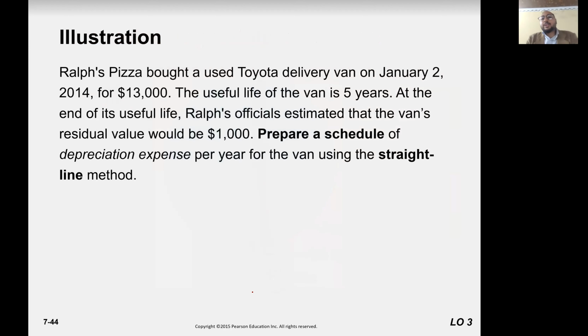So let's talk about the illustration here so that we can do it easily. Ralph Pizza bought a used Toyota delivery van on January 2nd for $13,000. The useful life of the van is 5 years. At the end of its useful life, the estimated residual value is $1,000. Prepare the schedule for depreciation expense per year. So for 5 years, we can generate that.